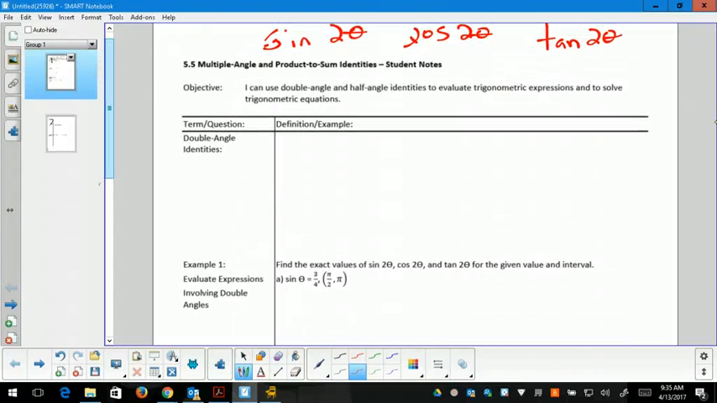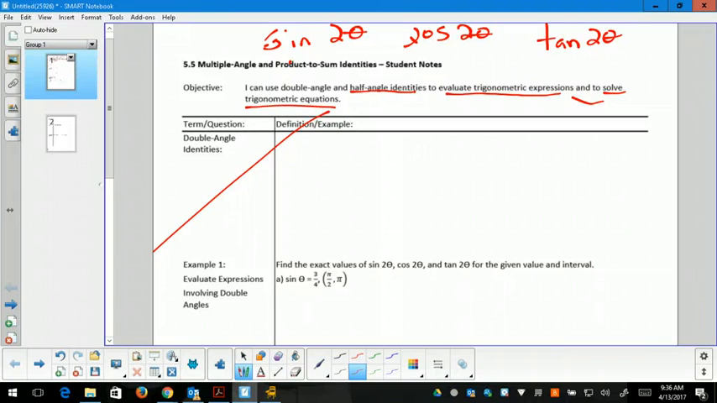Our other learning target for lesson 5.5, there's a lot more identities in here that if you're in honors pre-calc, you would cover, or that you will cover in calculus. But for what we do in regular pre-calc, we also do half angle identities. So I can use half angle identities to evaluate trigonometric expressions and to solve trigonometric equations. That's our learning target for today.